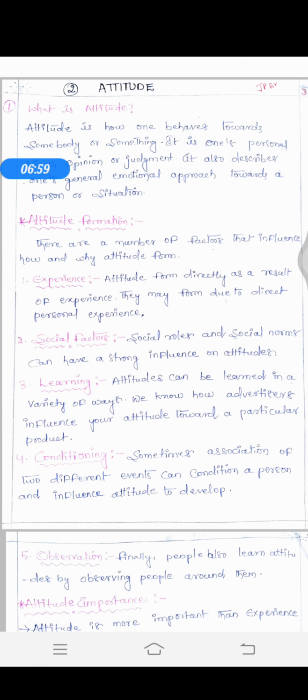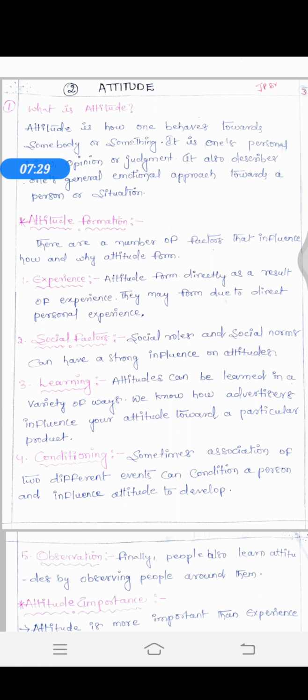So the next, third one is learning. Attitudes can be learned in a variety of ways. There are a number of ways.